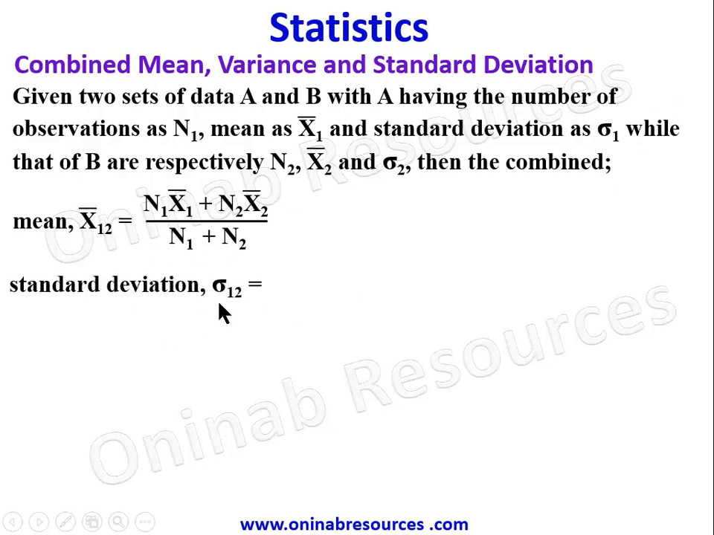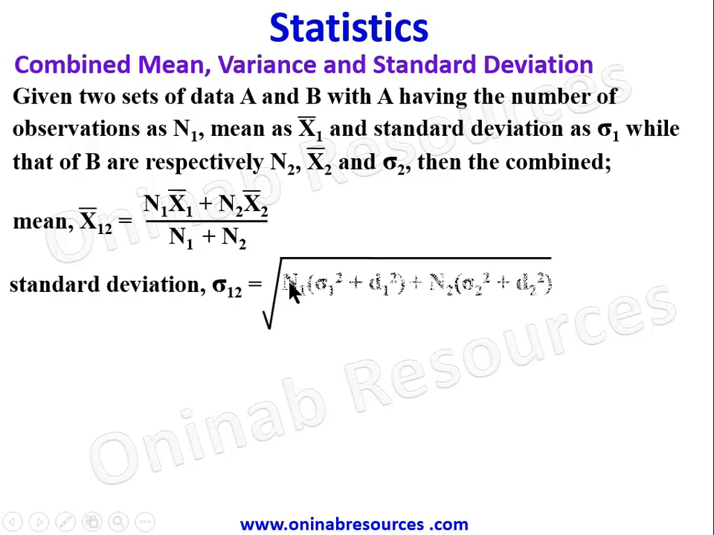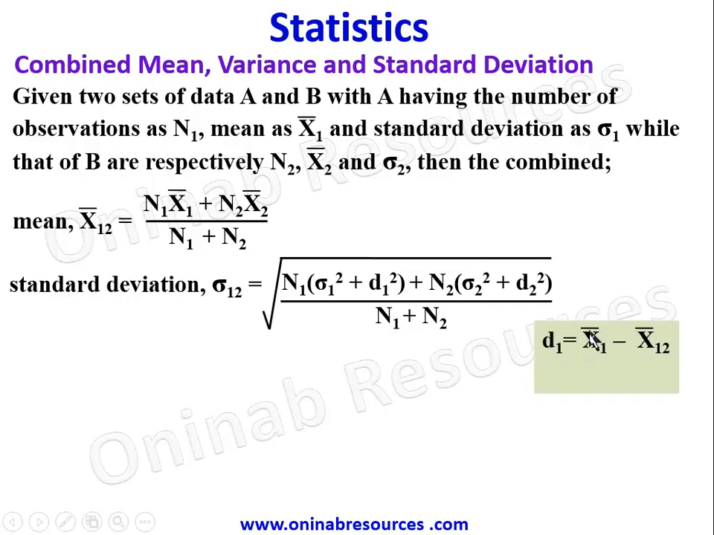And for the combined standard deviation, we have it as sigma 12, which is going to be the square root of N1 into sigma 1 squared plus D1 squared, plus N2 sigma 2 squared plus D2 squared, over N1 plus N2, where D1 is X1 bar minus X12 bar, that is the combined mean, and D2 is X2 bar minus X12 bar.